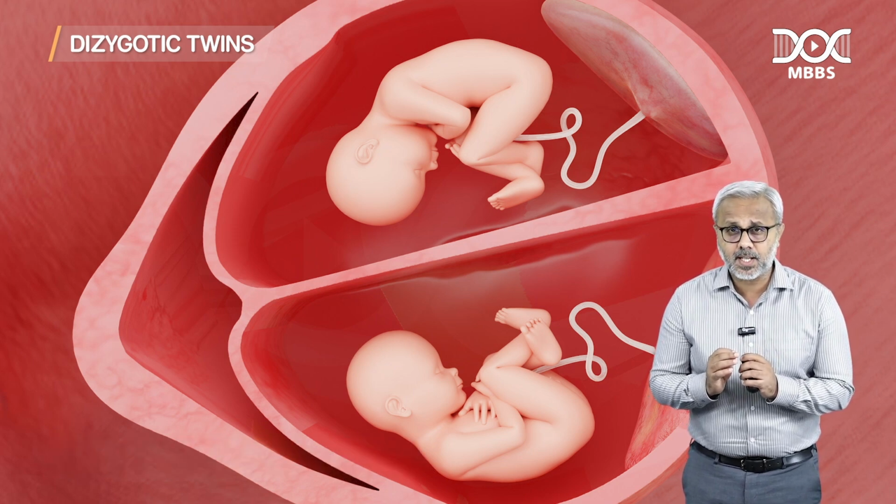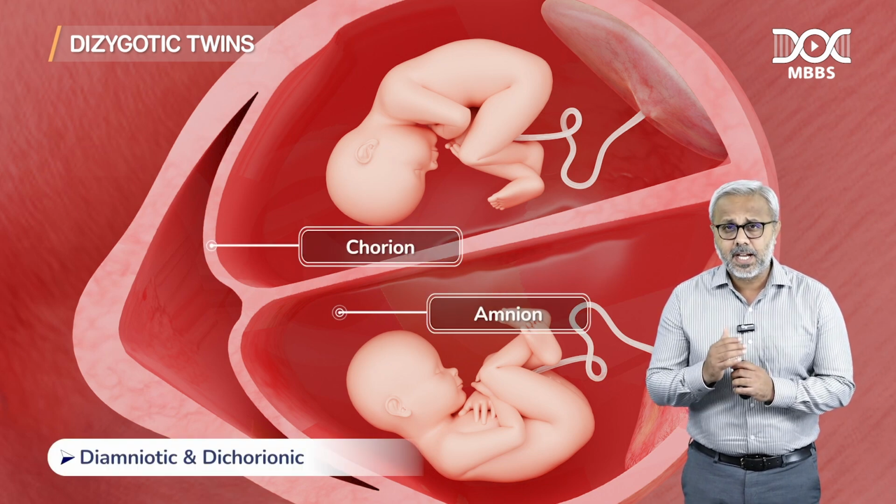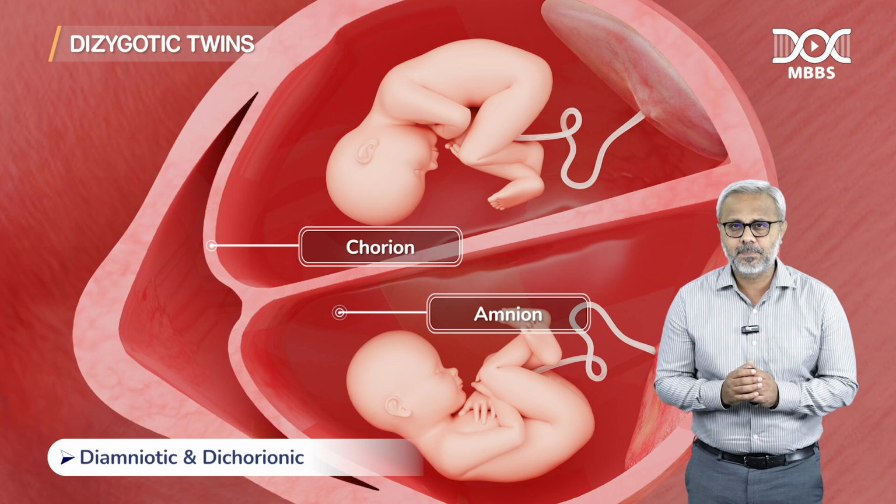Usually dizygotic twins are diamniotic and dichorionic. So, we have two separate chorionic cavities and we have two separate amniotic cavities, right.